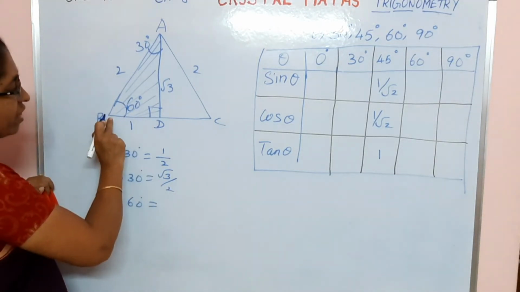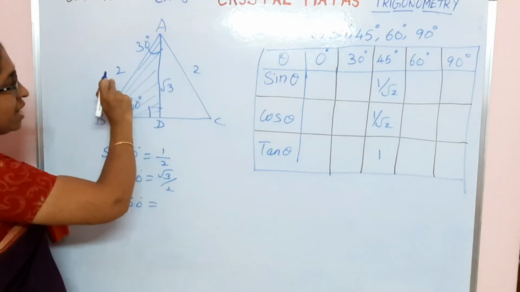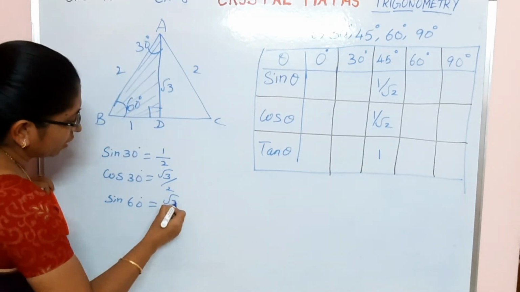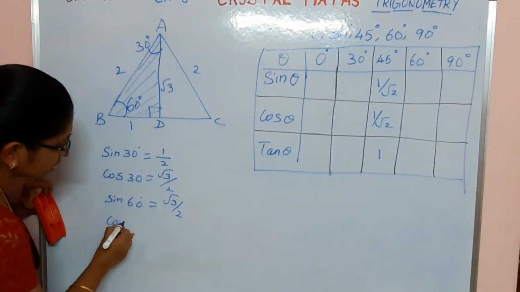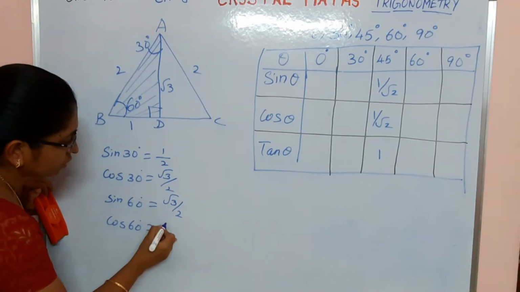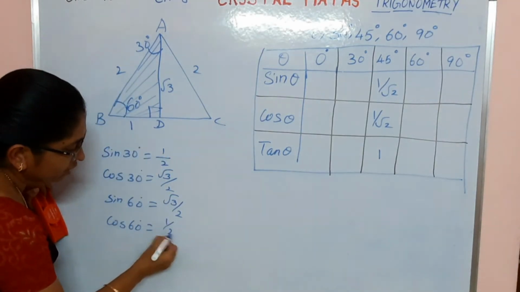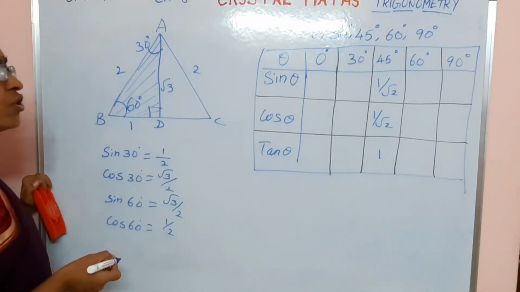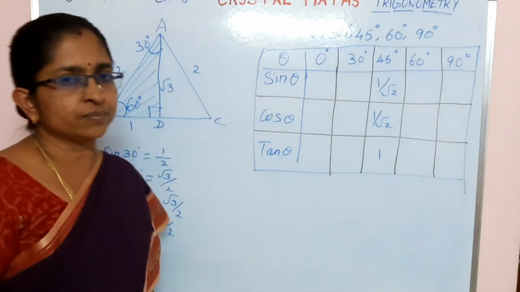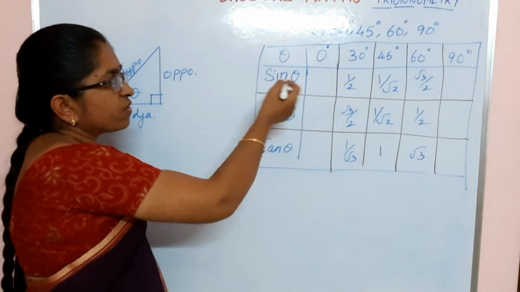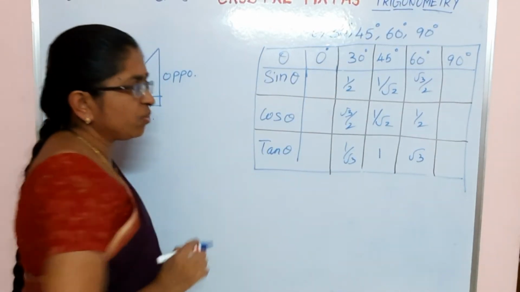Sine 60 equal to, we have to see here, opposite by hypotenuse. Root 3 by 2. Cos 60 equal to adjacent by hypotenuse. 1 by 2. Now we can substitute the values over there. After substituting the values of sine 30, cos 30 in this table, we are getting this.